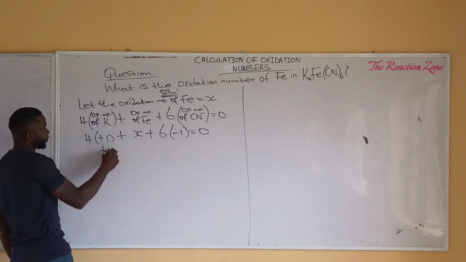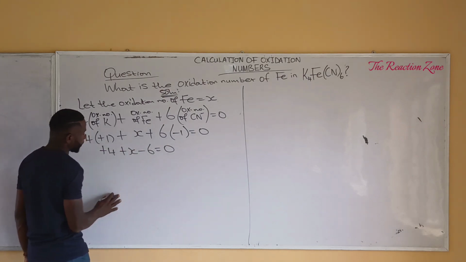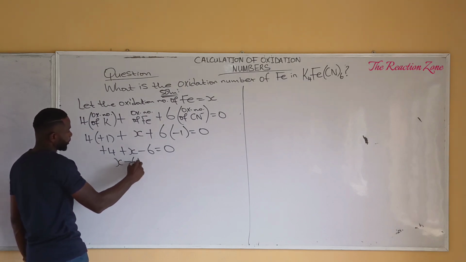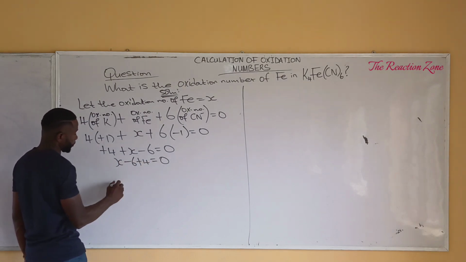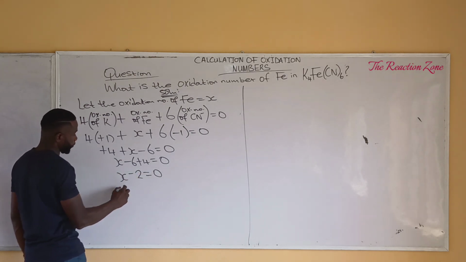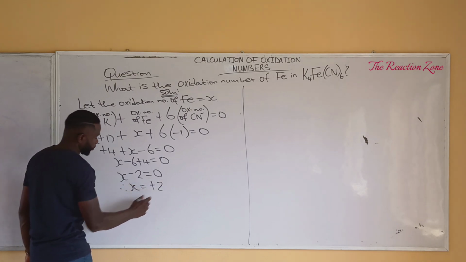So this is +4 plus X minus 6 is equal to 0. Collecting like terms, this will be X minus 6 plus 4 is equal to 0. And X minus 2 will be equal to 0. Therefore, X will be equal to +2.